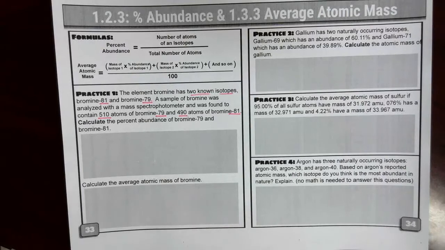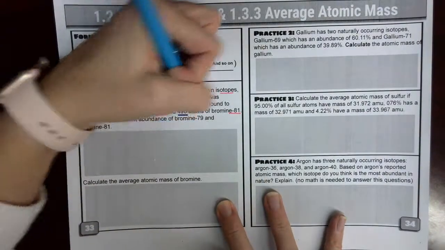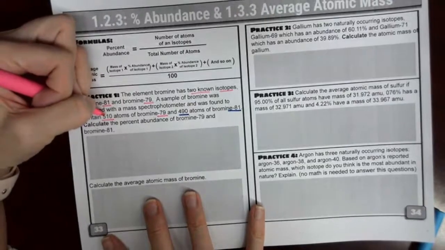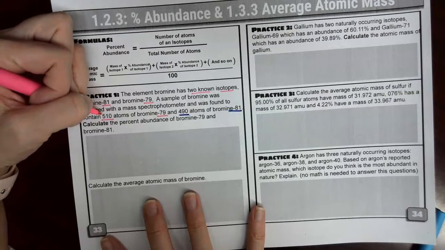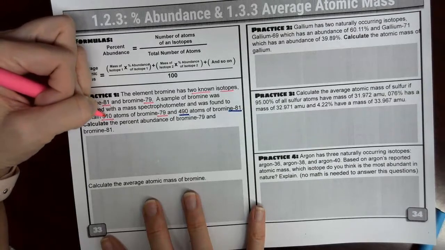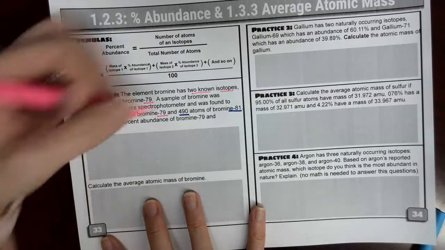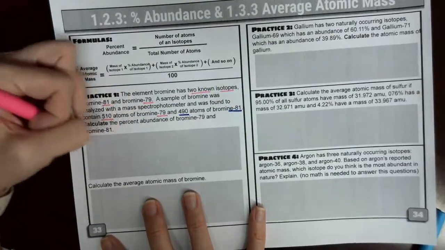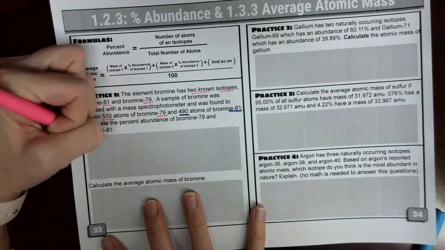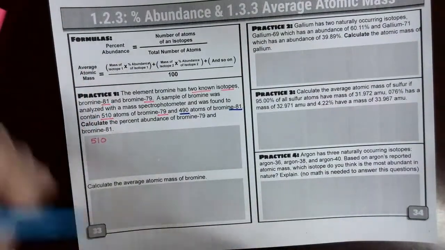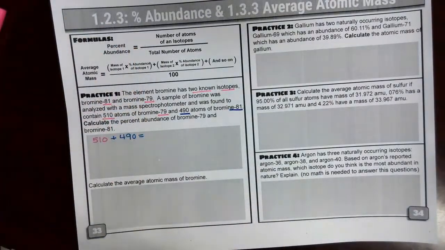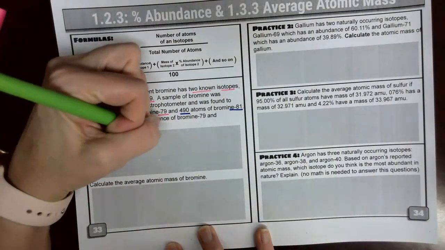So let me actually use a couple of different colors. So we have two different isotopes. I'm going to do one in pink and the other in blue. So it tells us that we have 510 atoms with a mass of 79, and we have 490 atoms with a mass of 81. So we need to find the total number of atoms. That's the first thing we're going to do. So we have 510 of the one kind plus 490 of the other. If we add that together, that is 1,000 total atoms.